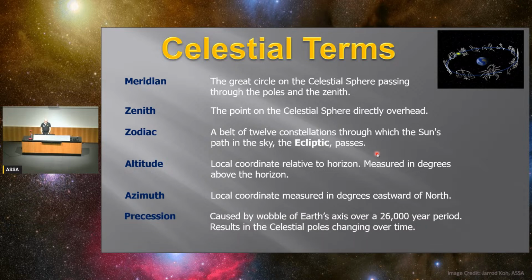And I mentioned precession before. This is caused by the wobble of the Earth's axis over about a 26,000 year period. And it results in the celestial poles changing over time. So it's the Earth, sort of like a gyroscope, doing this over 26,000 years. So the position of the poles gyrates around in the sky over that time frame.